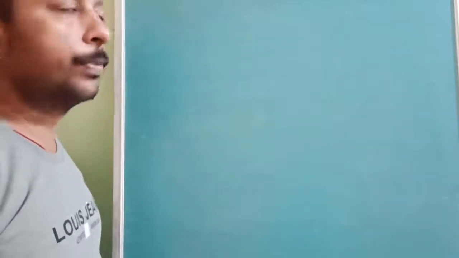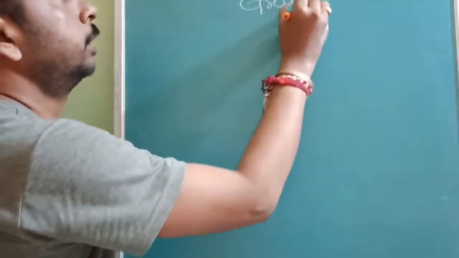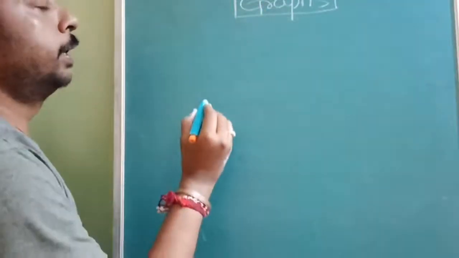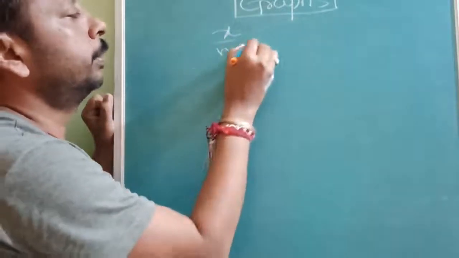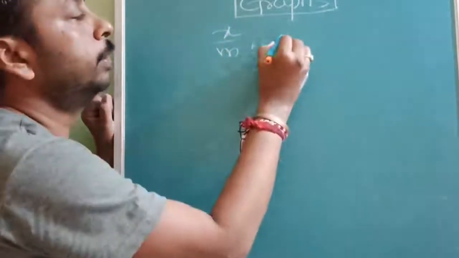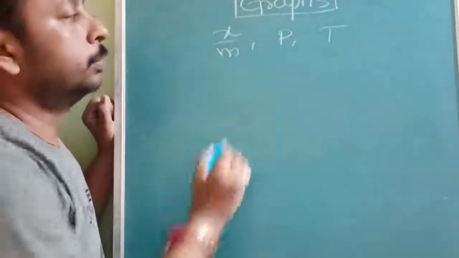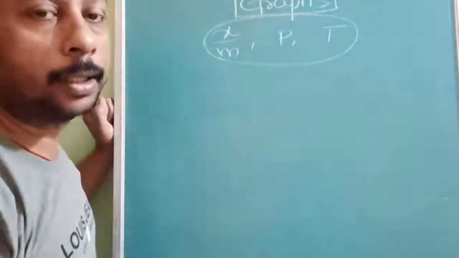Okay students, now we are going to study the very important topic of adsorption, that is graphs. So in the graphs there are three variables. First one is extent of adsorption, second one is pressure, and third one is temperature. These are the three variables we have to use to construct a graph.